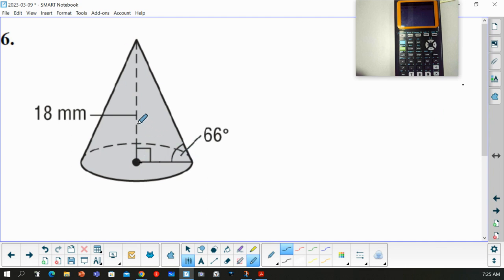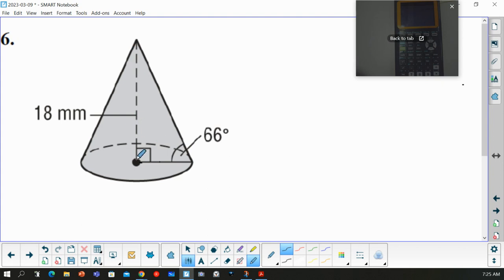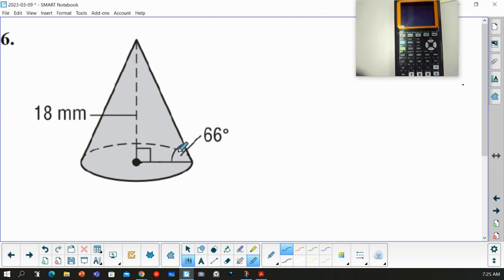So when I have an angle, what I can do is look at the opposite side over the adjacent side as far as the right triangle goes. And so the tangent would then be 66. A tangent of 66 degrees equals the opposite side over the adjacent side. I'll make that x. And then we're going to solve for x. And so x equals 18 over tangent 66.